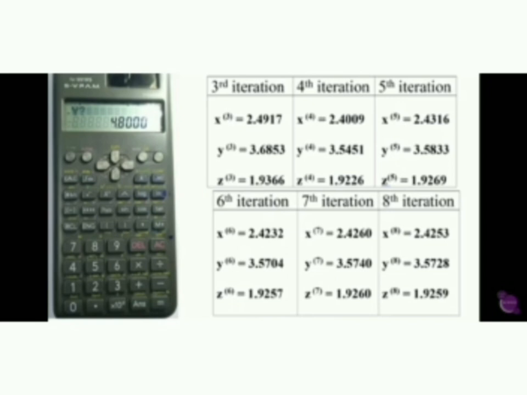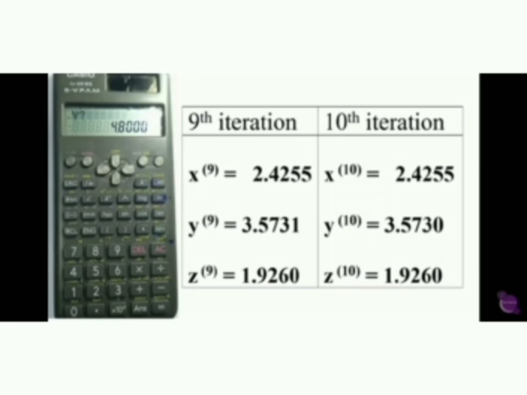As we saw, like that we have to substitute until we get the same values. We get that the 10th and 11th values are the same: x is equal to 2.4255, y is equal to 3.5730, z is equal to 1.9260. Since the 10th and 11th iteration values are the same, the solution for the given system of equations is x is equal to 2.426, y is equal to 3.5730, z is equal to 1.9260.